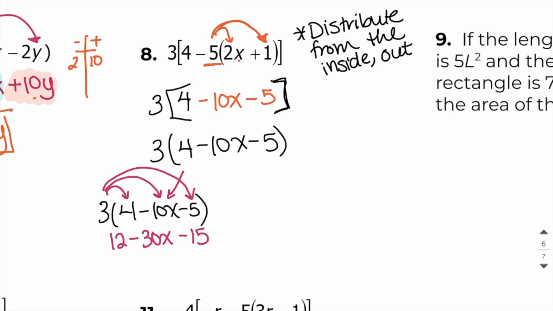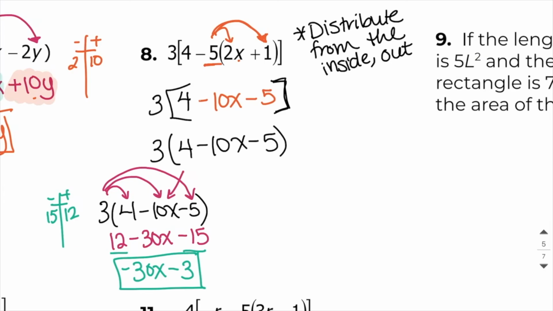But at this point in time, I still see that I have like terms. So I've got 12 and negative 15. So team positive won the 12 points, team negative won the 15 points, team negative won the game by 3 points. So we would say that this is negative 3, but then I would copy down the negative 30x. So this would become negative 30x minus 3.